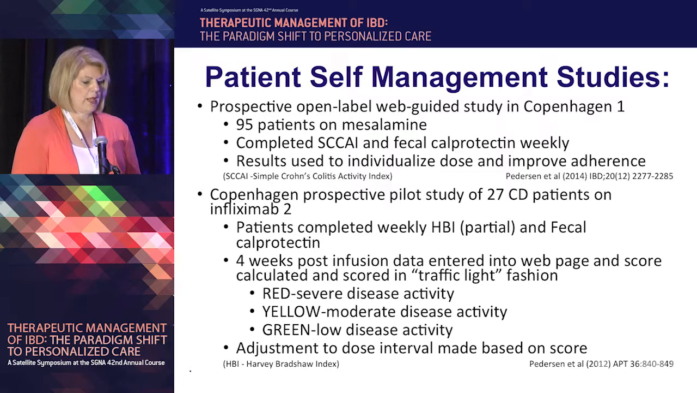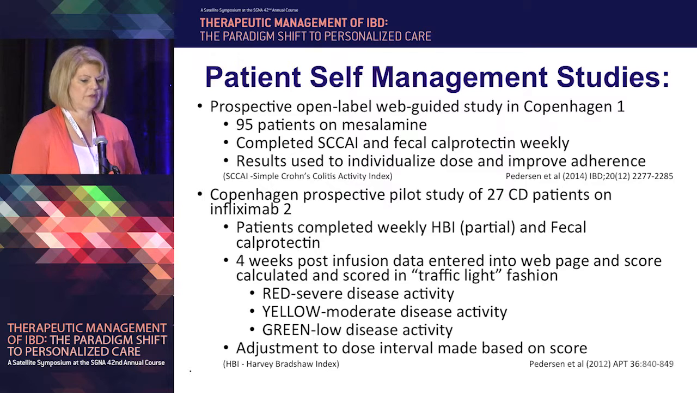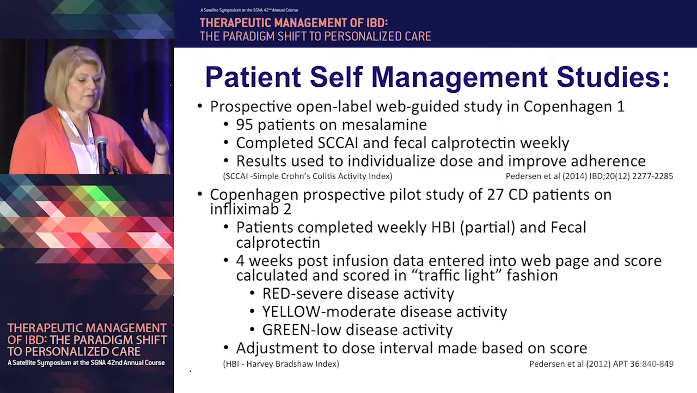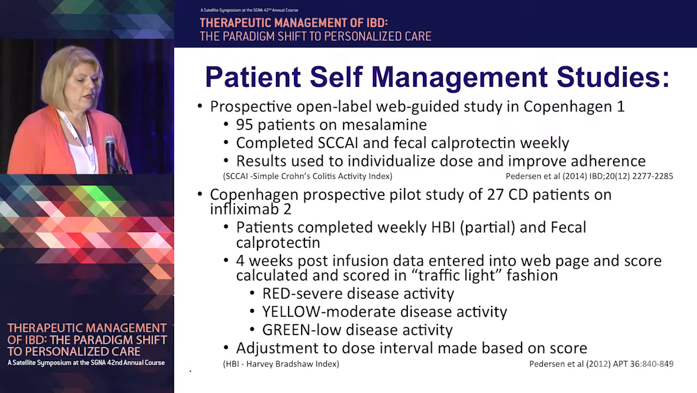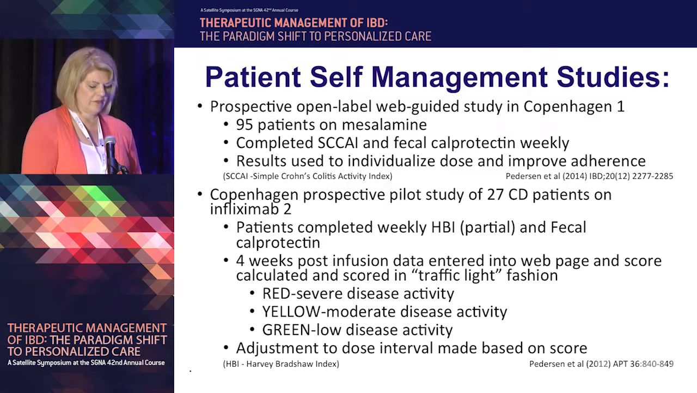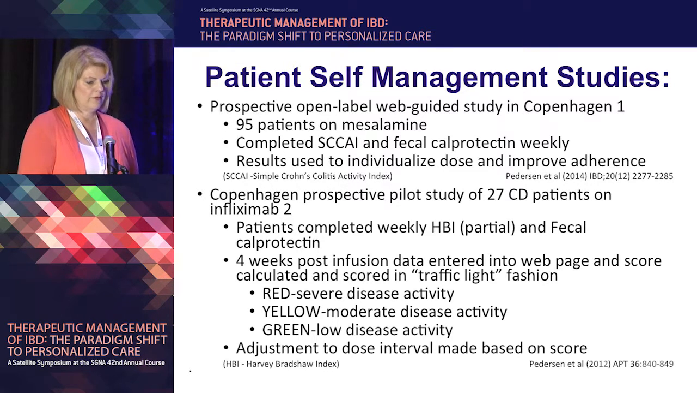And then there was another Copenhagen study where patients completed a weekly Harvey Bradshaw index, the piece that they could complete with the fecal calprotectin, and then 4 weeks post infusion data was entered, and they were flagging sort of in a traffic-light fashion. Red meant there was severe disease activity when these values were looked at, yellow, moderate, green, etc. And then they were adjusting the doses compared to this activity. So you're going to see a lot more of these kind of studies coming out as we're moving this way.